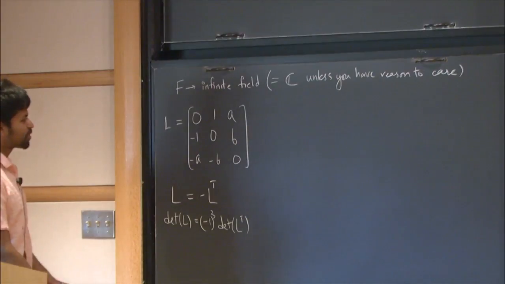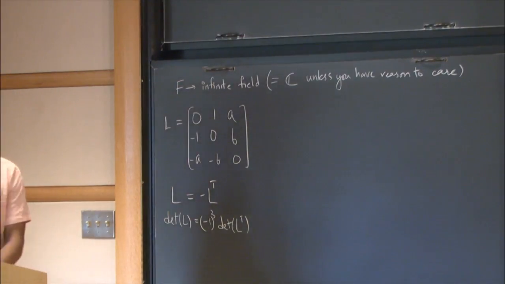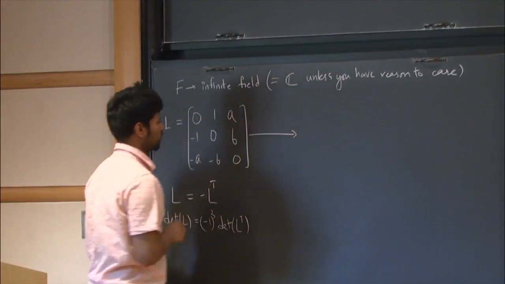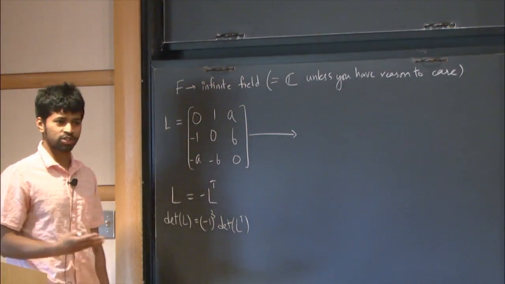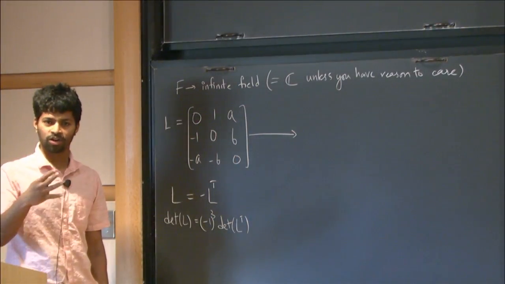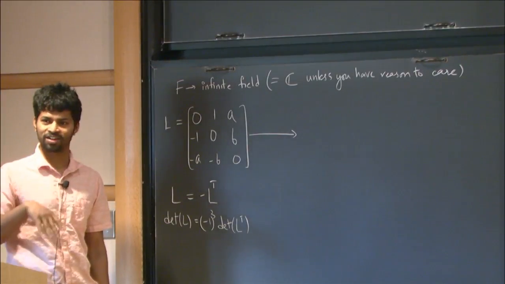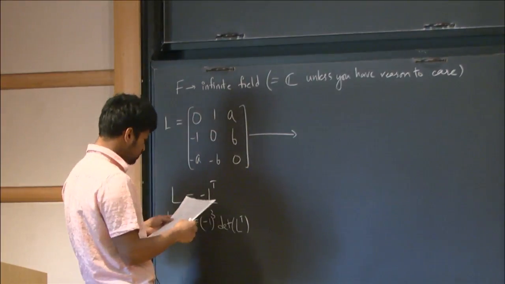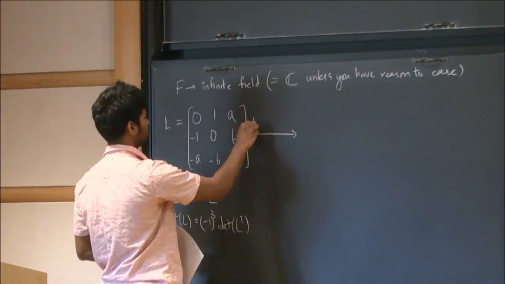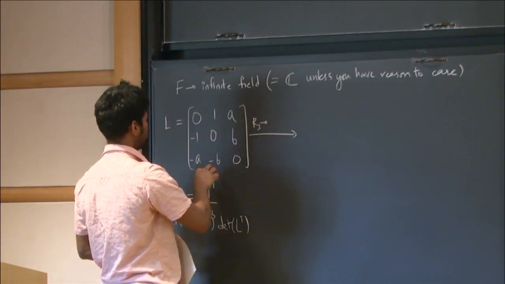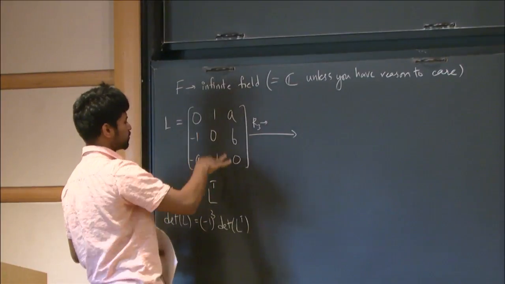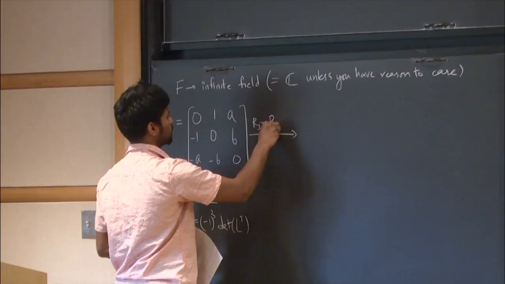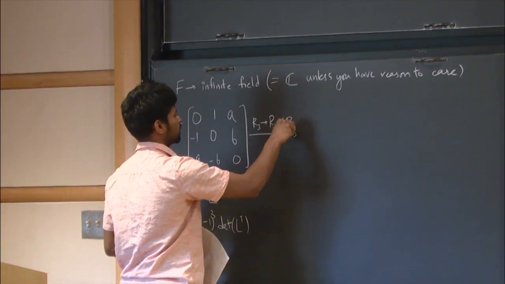Okay? But now I want to do it in a funny way, to set up what I might do. One way to compute rank is Gaussian elimination, right? You do row and column transformations until you get a bunch of identities and a bunch of zeros. The first thing I want to do is take the third row and add B times the first row so as to get rid of this entry. So R3 plus B R1.